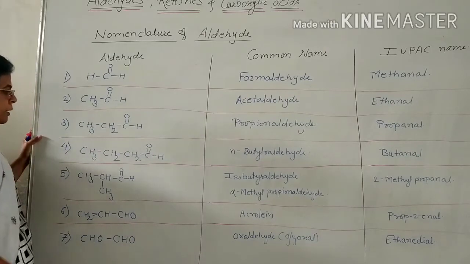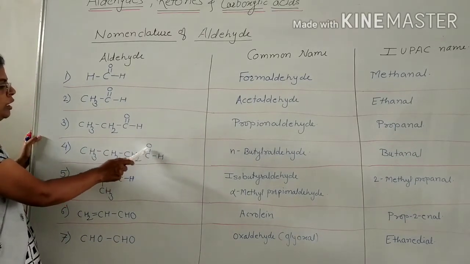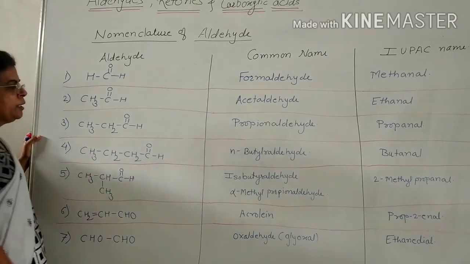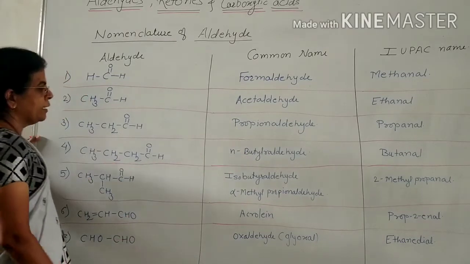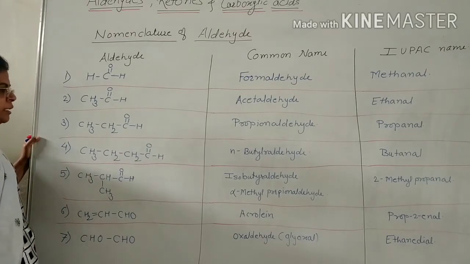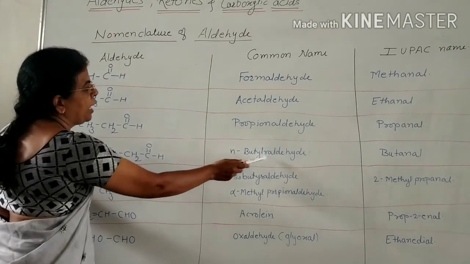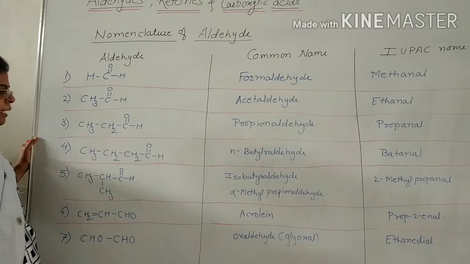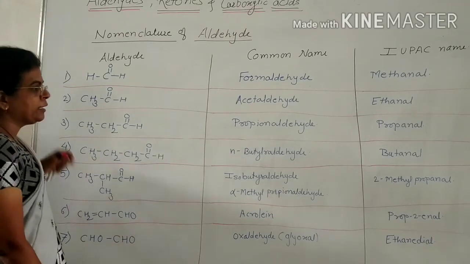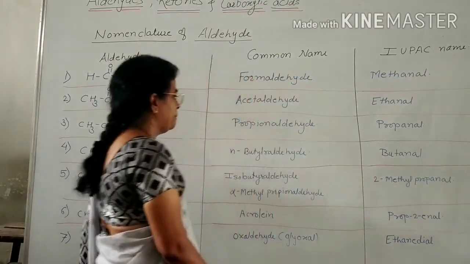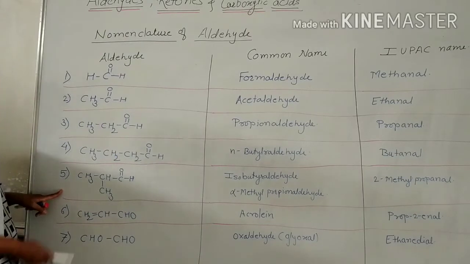Now fourth example, CH3CH2CH2 C double bond O H. There are 4 carbon atoms, therefore the common name of this compound is n-butyraldehyde. N stands for straight chain or normal chain. All 4 carbon atoms are in a straight chain, therefore it becomes n-butyraldehyde. Now the IUPAC name. There are 4 carbon atoms, therefore the parent alkane becomes butane, and replacing E from butane by al, the IUPAC name becomes butanal.